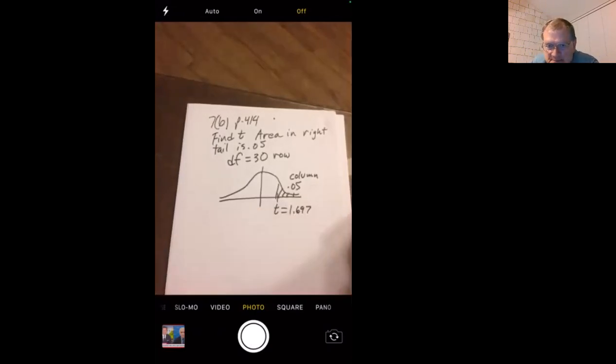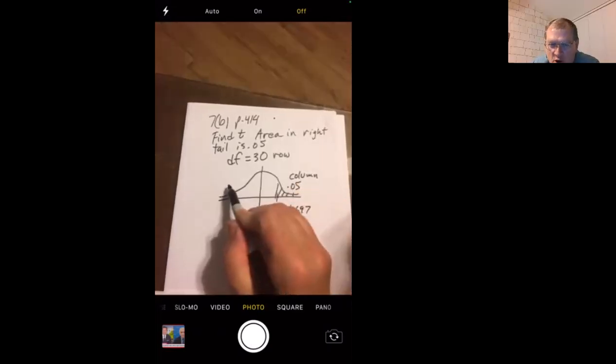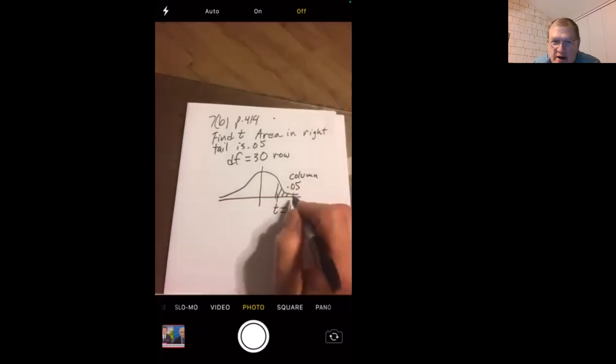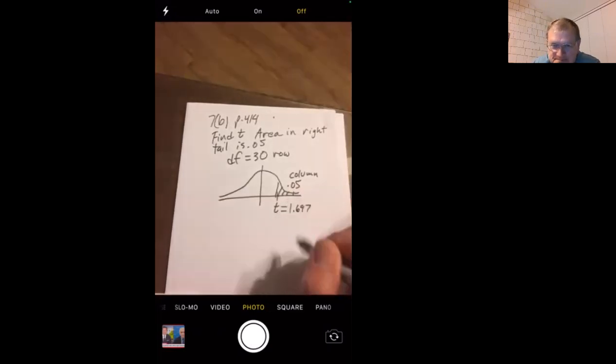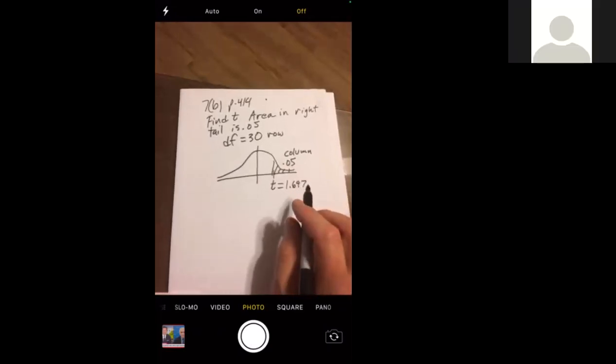Questions about that? Yeah, you're right. The Z table worked by area to the left always. This works by area in the tails. Okay, Professor.